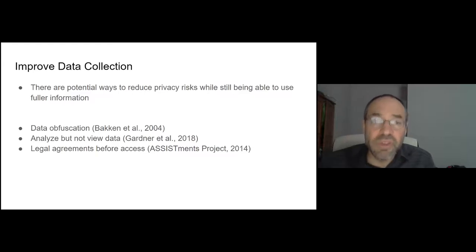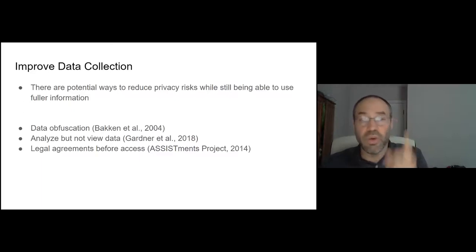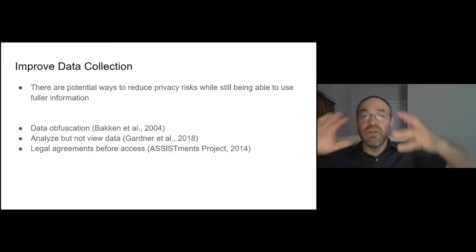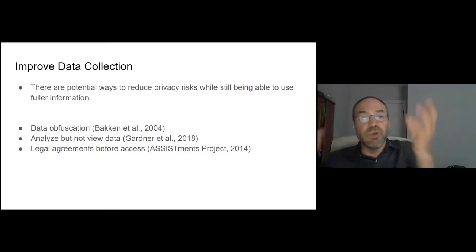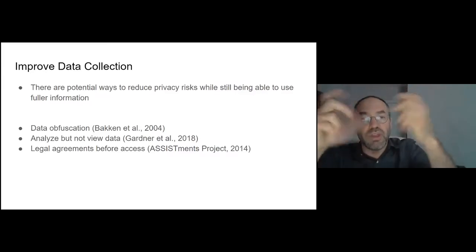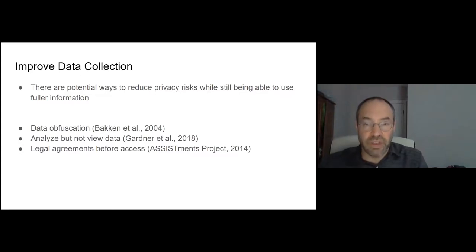Now, there are potential ways to reduce privacy risks while still being able to use the fuller information we need to conclude that there's algorithmic bias going on. There's a lot, but three that seem particularly promising. One, data obfuscation. When you've got, say, only three members of a specific group, collapse that group in with other groups. When you have a situation where individual students could be identified, merge variables or give ranges rather than specific values to obfuscate that.